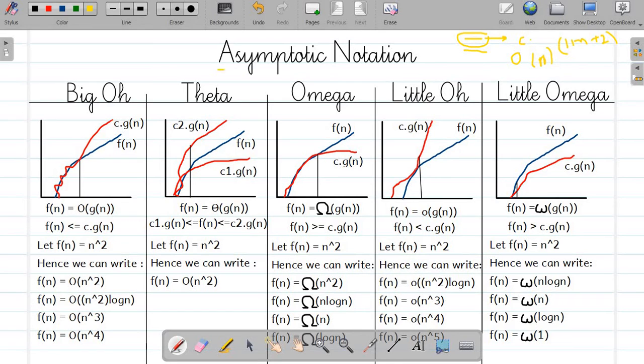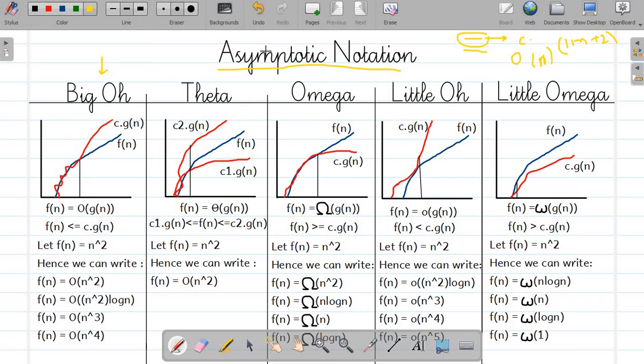So asymptotic notations can be expressed in 5 ways. One is using big O, which is the most commonly used. Second is theta, then omega, little o and little omega. Little o and little omega are not that frequently used in comparison with big O, theta and omega.